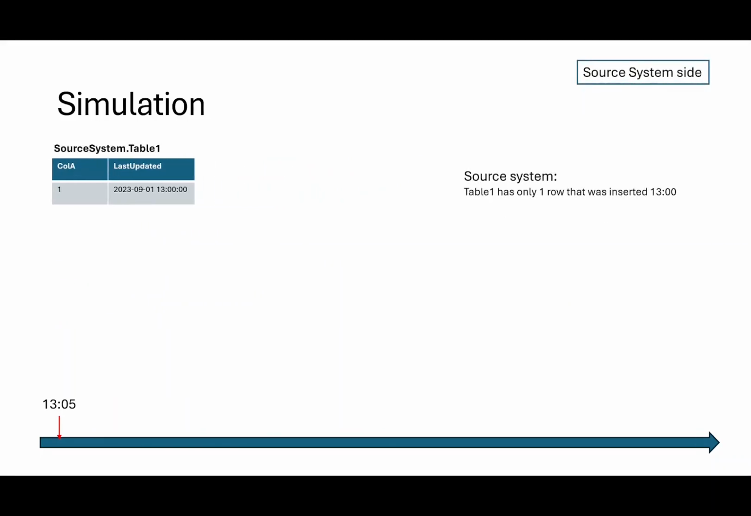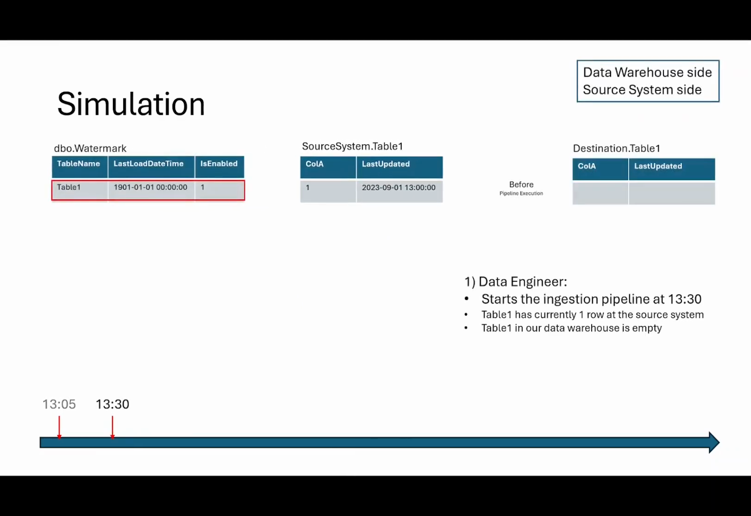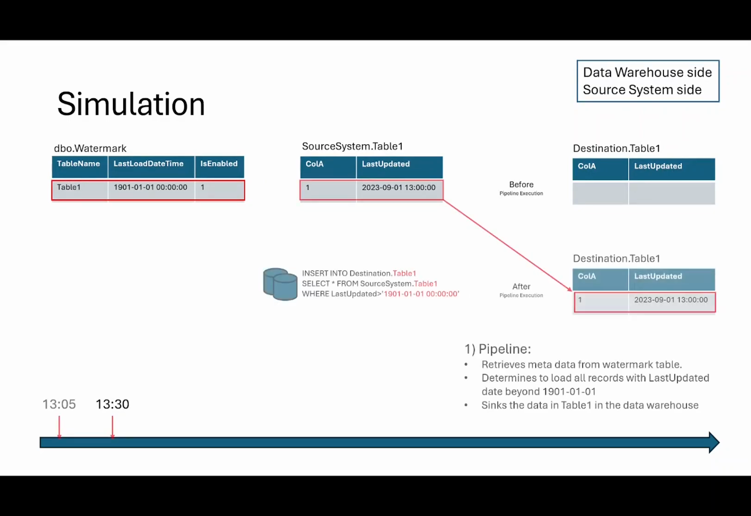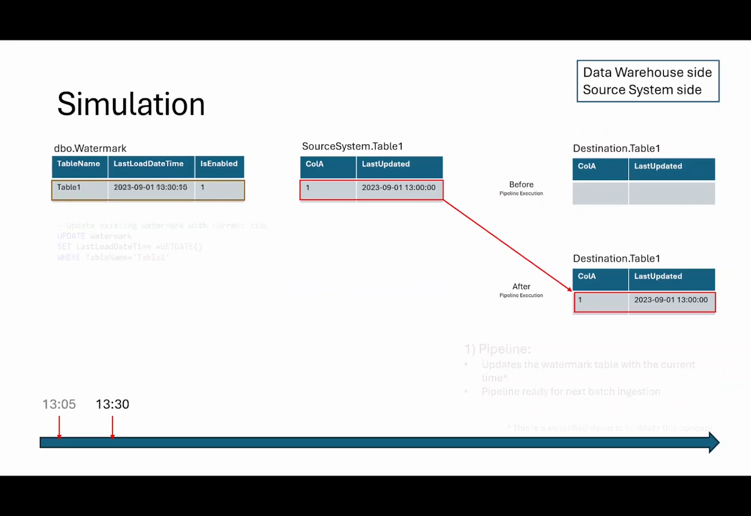At 1 p.m., a new record is being inserted into the source table. At 1:30, the data engineer starts the pipeline. The pipeline retrieves the metadata from the watermark table, and then it determines which records to load from this source table. In this example, it's loading every row with a last update date beyond 1901. Then it takes all the records and saves it into our destination table.